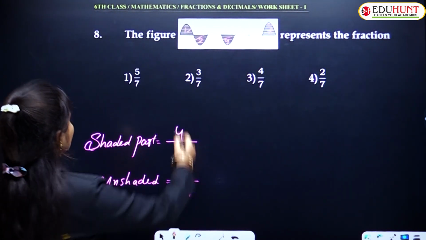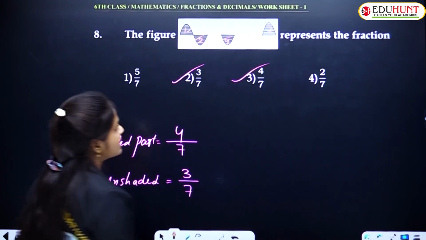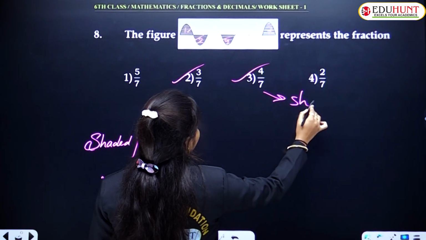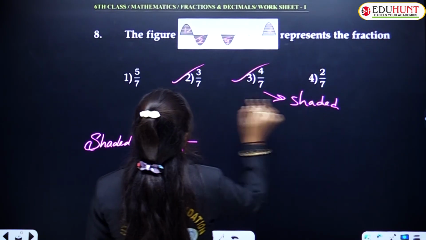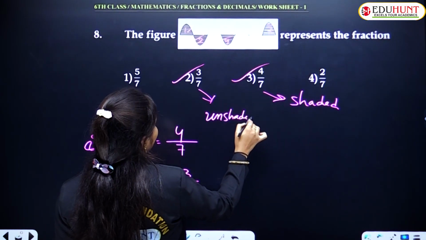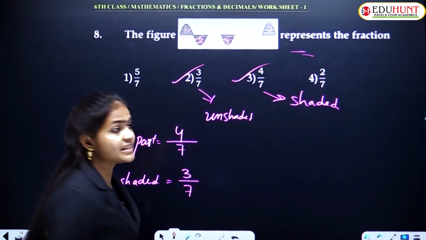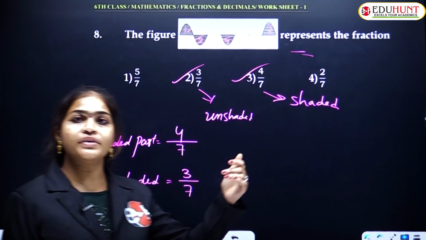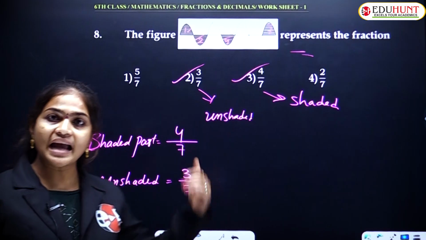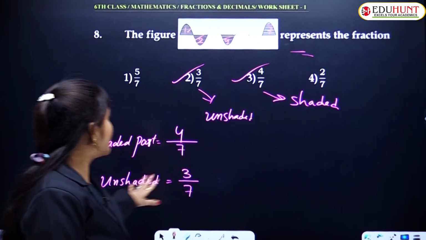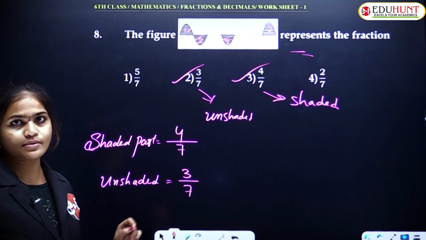So here these two are also answers, ma. 3 by 7 and 4 by 7. Why? Because 4 by 7 is for the shaded parts and 3 by 7 is for the unshaded. In that question they didn't mention which fraction part, they only asked. So we can write the fraction for the shaded part, and for the unshaded part also we can write the fraction. Understand, ma? So that's why these two are also correct answers.